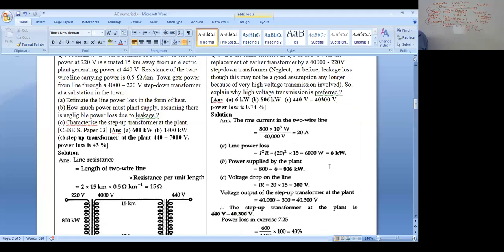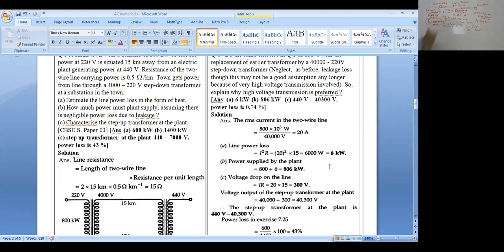This means here we have to use the step up transformer. 40,000 volt required and drop here only 300, so we require here 40,300. And what is the input power? 800 plus 6, so 806 only.